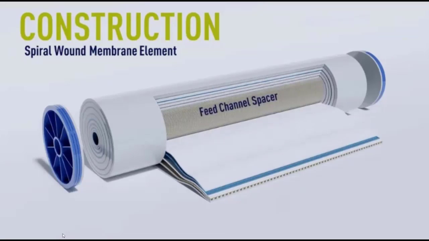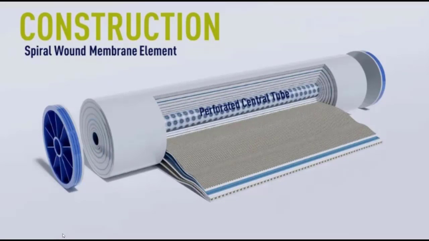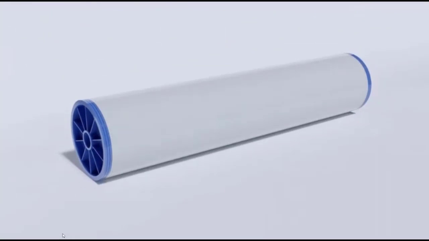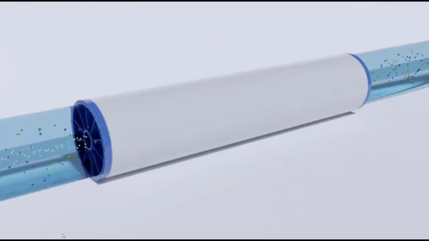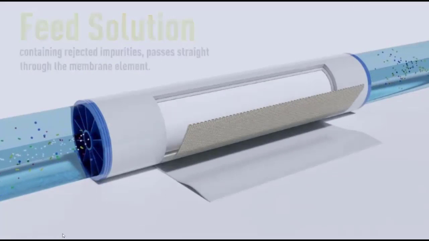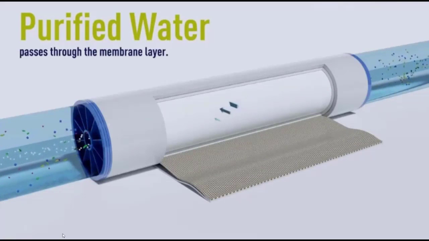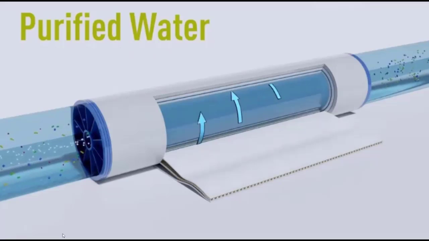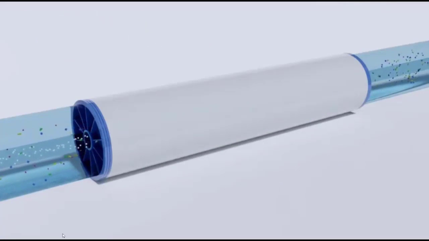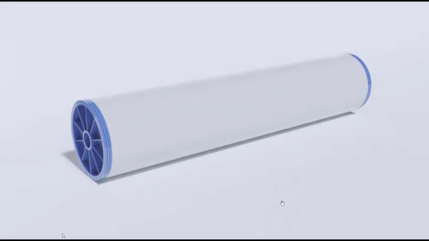The construction of a membrane has always been interesting to me. If you ever cut an RO membrane open and look at the materials, you will see layers of the feed channel spacers, membranes, and permeate collection material all wrapped around the perforated permeate tube. Feed water impurities pass through to the drain, and water continues to travel in a spiral direction through all those layers to the permeate tube. Really quite interesting. I want to give a special shout out to our friends at Suez Membranes for creating this animation. It's a good one.